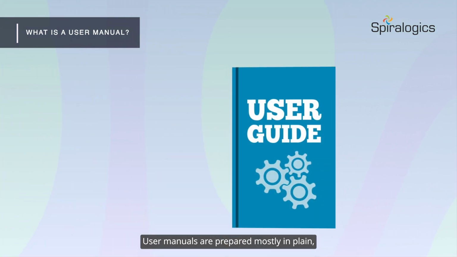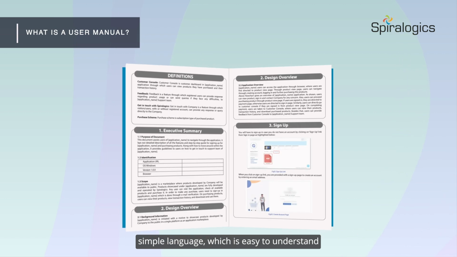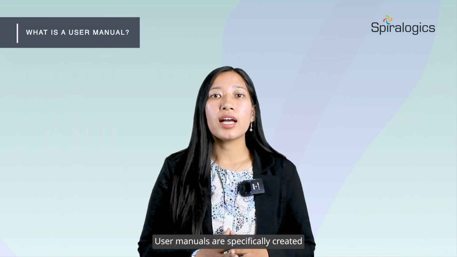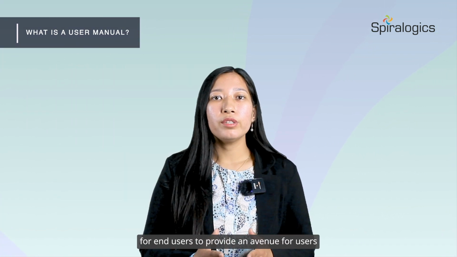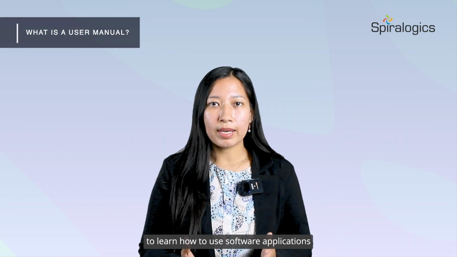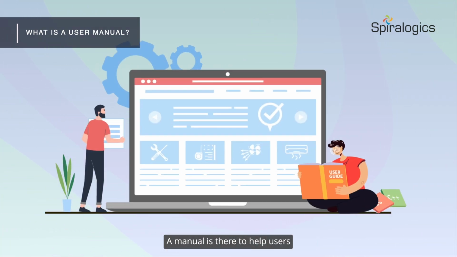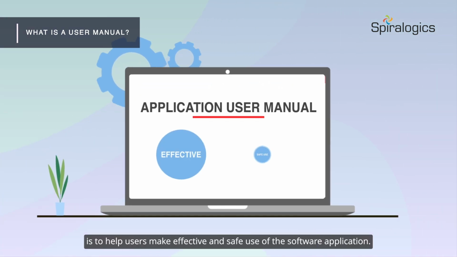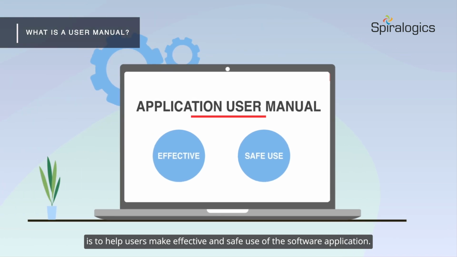User manuals are prepared mostly in plain, simple language which is easy to understand, with the goal that information is perceived as intended. User manuals are specifically created for end users to provide an avenue for users to learn how to use software applications and their features. A manual is there to help users get the most value of the application. The main goal of application user manual is to help users make effective and safe use of the application.